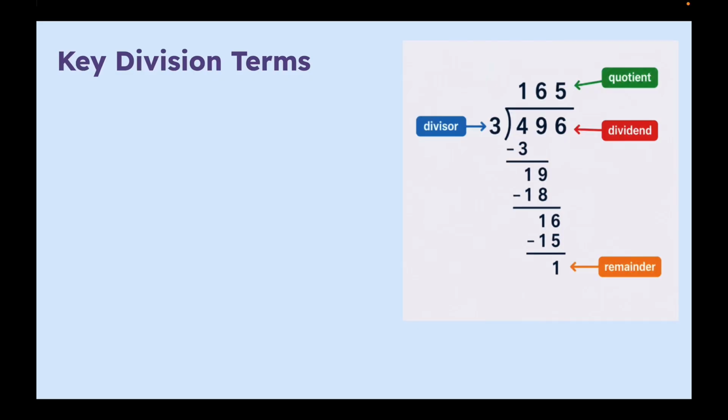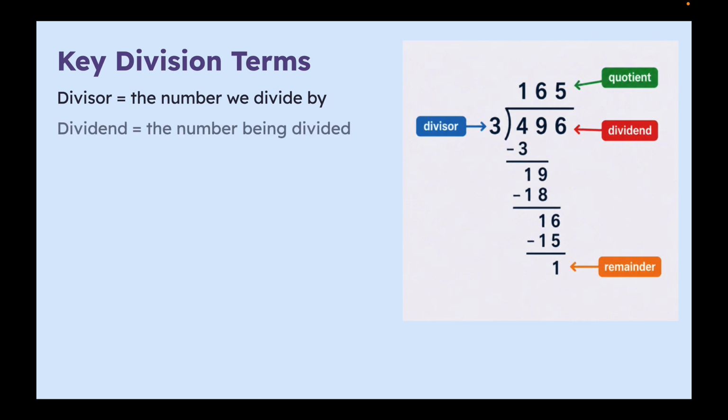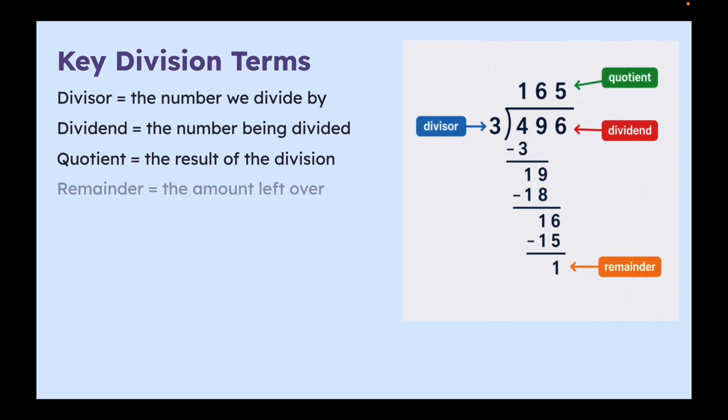Before we start, let's quickly remind ourselves of 4 key terms. The divisor is the number we divide by. The dividend is the number being divided. The quotient is the result of the division, written at the top in long division. The remainder is the amount left over at the end, if the division does not divide exactly.